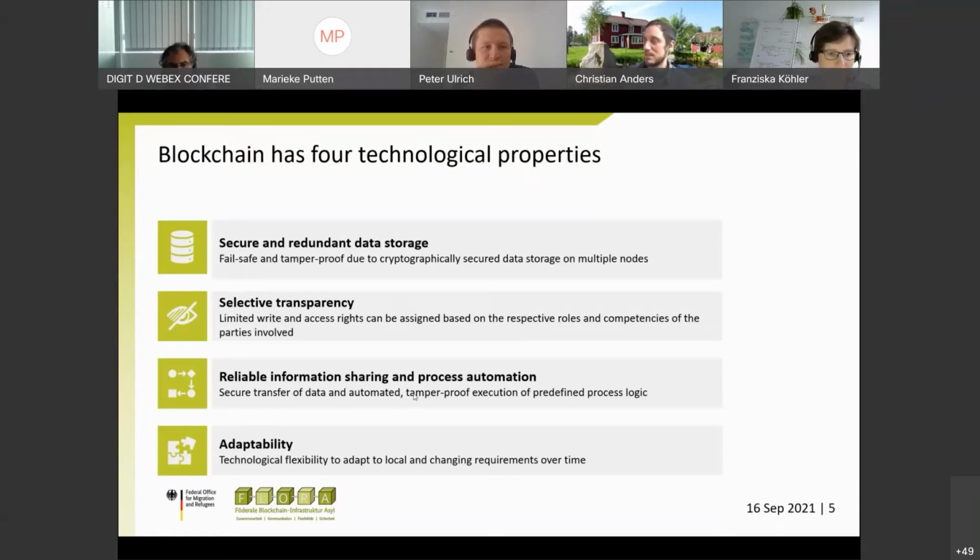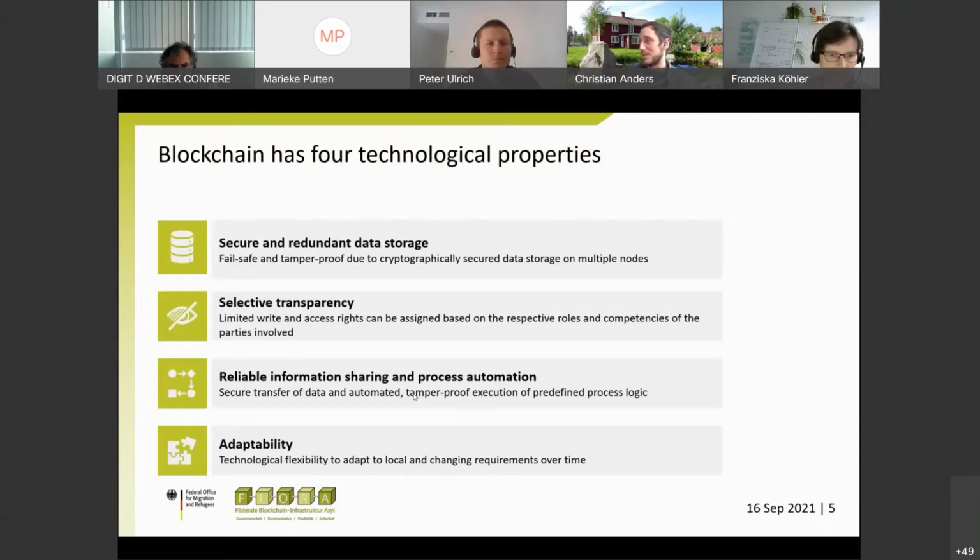And also the adaptability, a technological flexibility, so that it can be adapted to certain local and changing requirements over time. The blockchain as a data structure in itself is not so adaptable, but there are certain systems built upon it which are adaptable, and this is one technological property which helps to fulfill changing requirements over time.